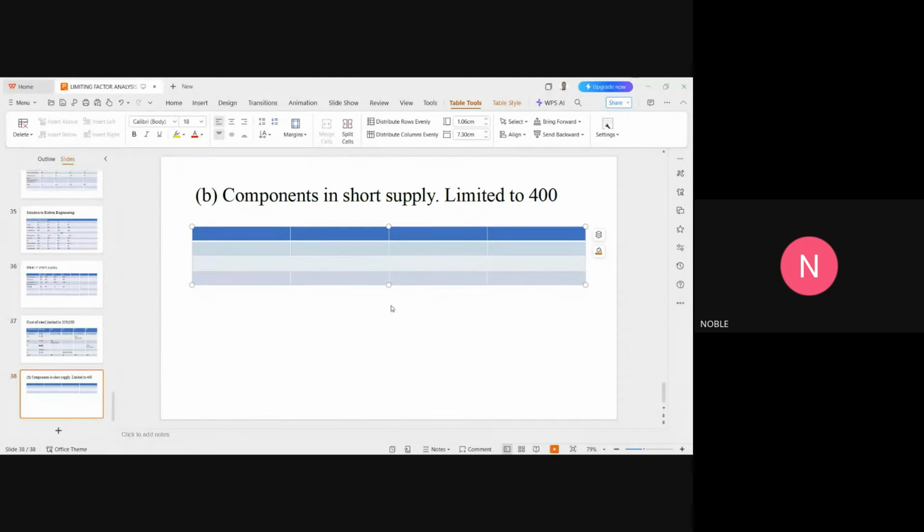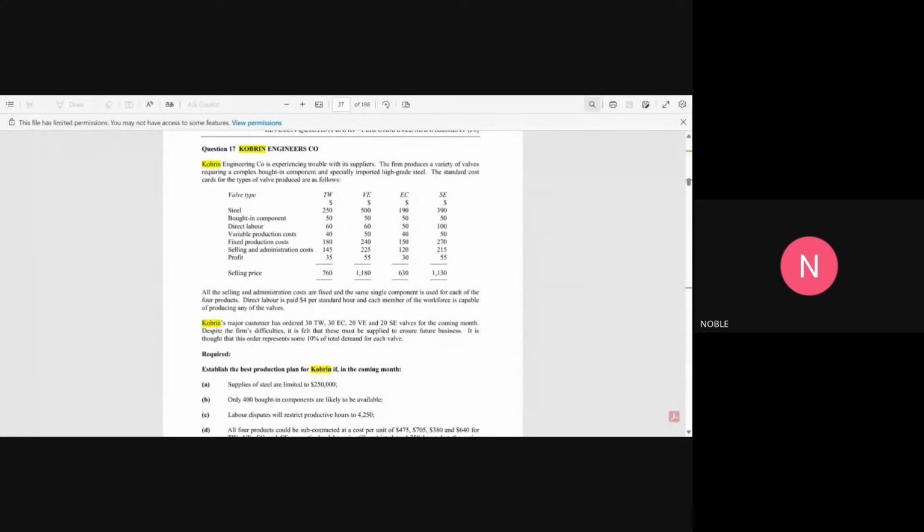Contribution, as in contribution over components, contribution per limiting factor. Okay. So which contribution are we using? The first contribution we got, as in that. Very good, 360.